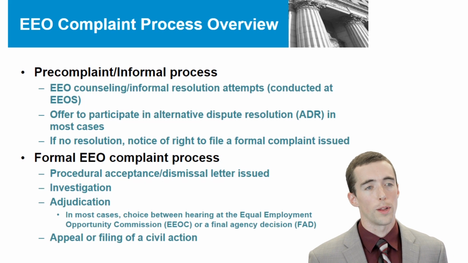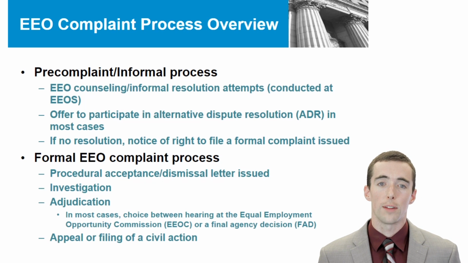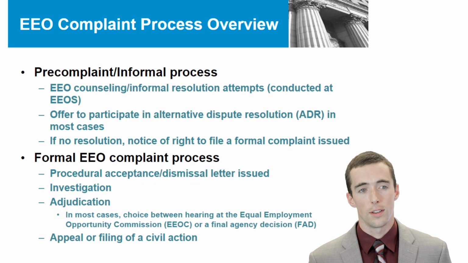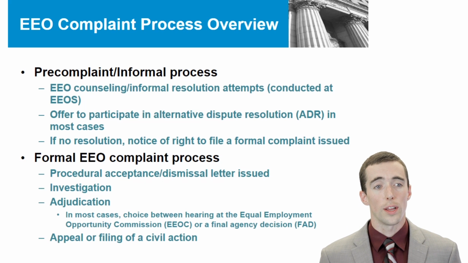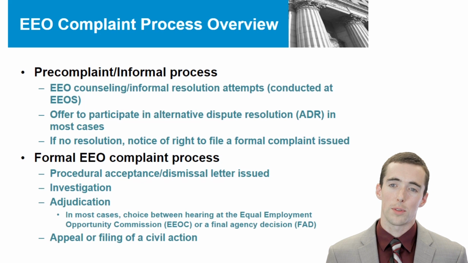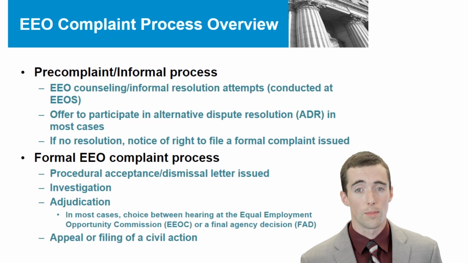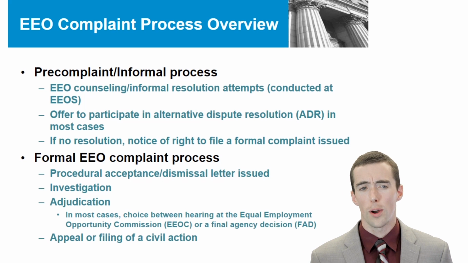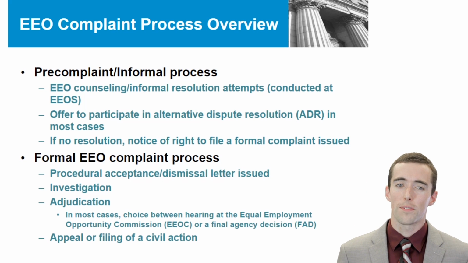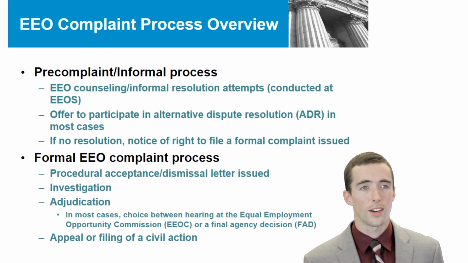The formal EEO complaint process begins when, and if, the employee submits a formal complaint of discrimination to EEOS. Our office will examine the complaint and issue a procedural acceptance or dismissal letter. Typically, a complaint will be accepted for investigation if it alleges one of the forms of unlawful employment discrimination I discussed earlier. However, failure to abide by the 45-day time limit for contacting EEOS is a common reason for dismissing a complaint.